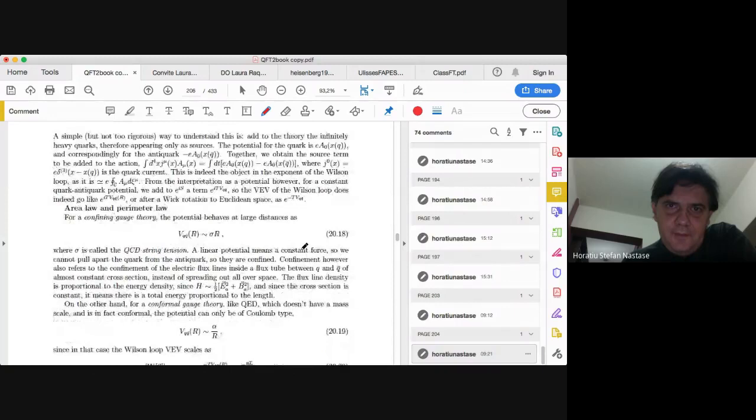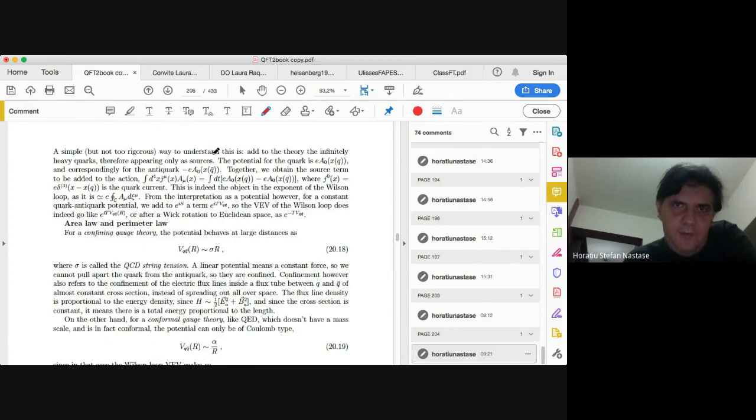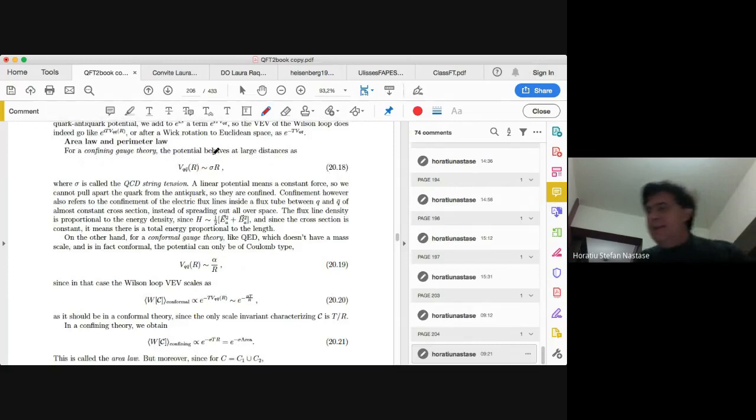All right, so this argument is very heuristic. It's not rigorous, but one can prove this rigorously. All right, so why is this quark anti-quark potential interesting? Well, of course, you might say, if we're thinking about pure Yang-Mills theory, why is it interesting to see the potential between a source quark and anti-quark? Well, because that defines the phase in which the gauge theory is.